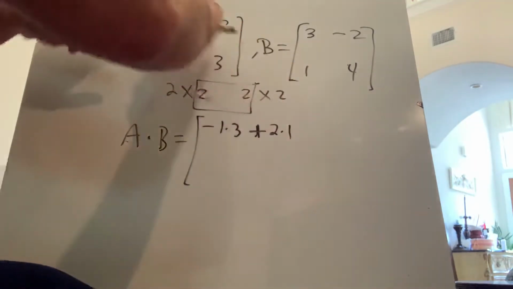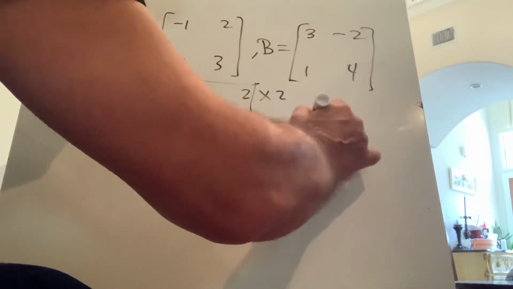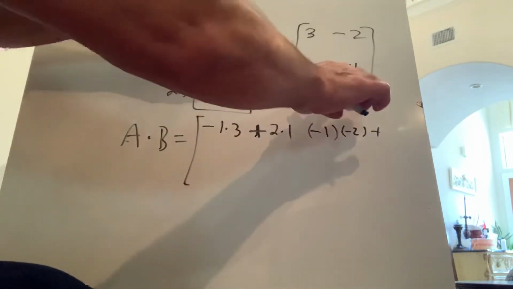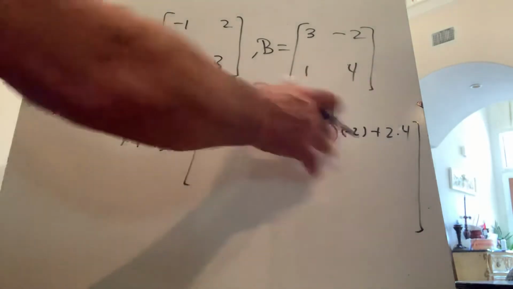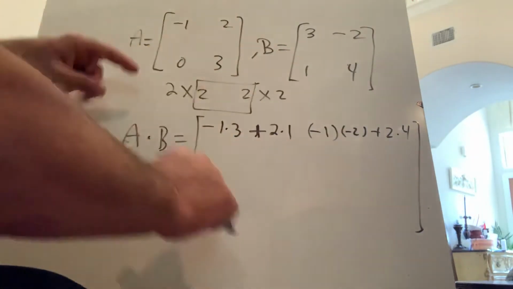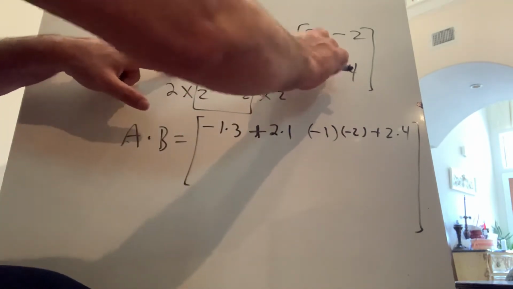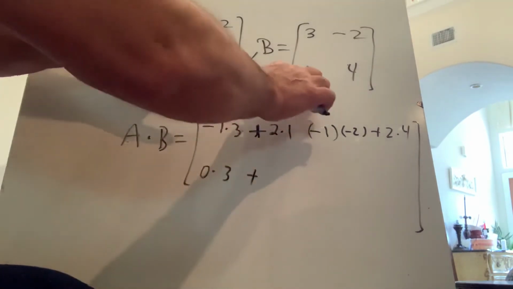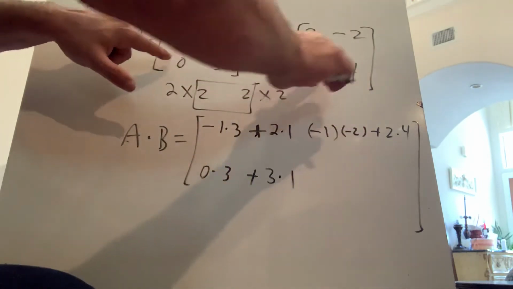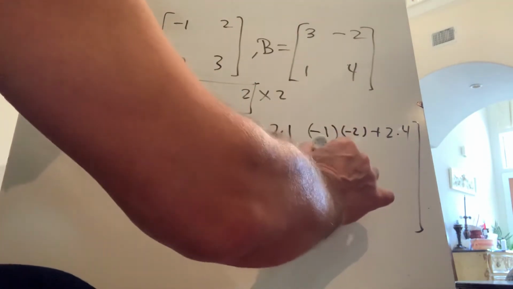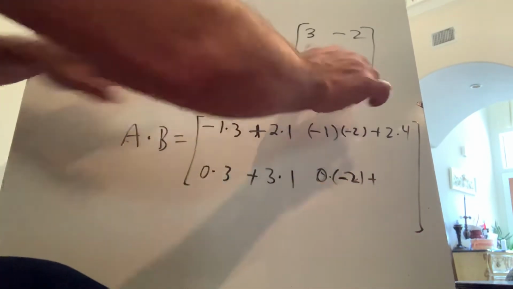To get the second entry, we're going to go first row times second column. So it's going to be negative 1 times negative 2 and then plus 2 times 4. We're going to have to work that out, but that's your first row. And to get the second row, this time you're going to go to the second row of the first matrix times the first column. The same way, 0 times 3 plus 3 times 1. And then your last entry is going to be second row times second column, which is 0 times negative 2 plus 3 times 4.